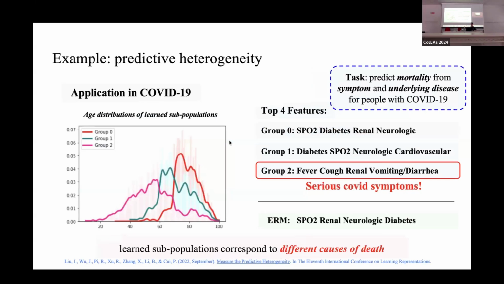The second example is about healthcare, COVID-19. The task is to predict mortality from some symptoms and some underlying diseases of patients. First, if we do ERM over all data, the top four features are SpO2, which refers to the degree of blood oxygen of the patient, and also renal diseases, neurologic diseases, and diabetes. This makes sense since many people died because of underlying diseases.